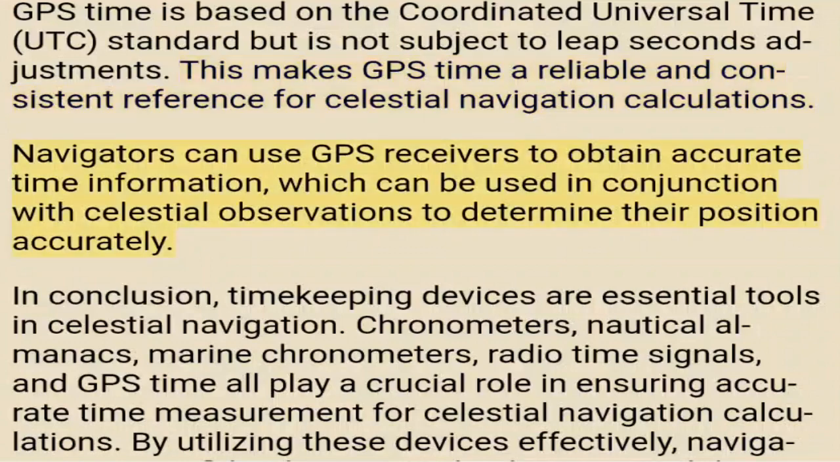Navigators can use GPS receivers to obtain accurate time information, which can be used in conjunction with celestial observations to determine their position accurately. In conclusion, timekeeping devices are essential tools in celestial navigation.